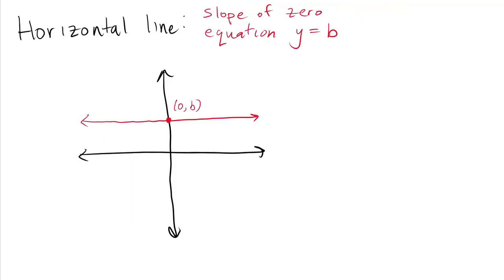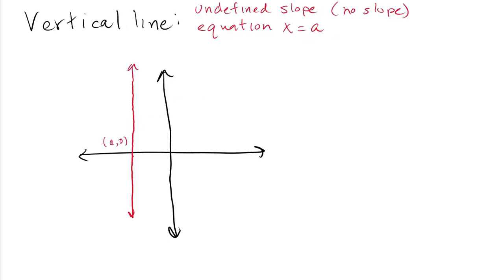So these are special cases. A horizontal line has the same y-coordinate the entire time, so the equation is just y equals the common y-coordinate. In this example, I called it b. In a vertical line, the x-coordinate is always the same, and so the equation of a vertical line is x equals a, where a is the common x-coordinate.